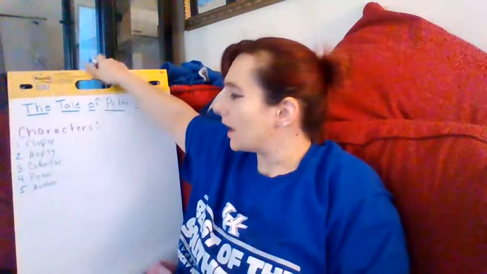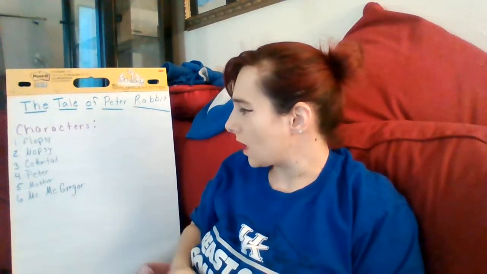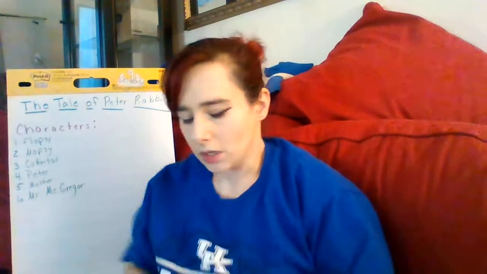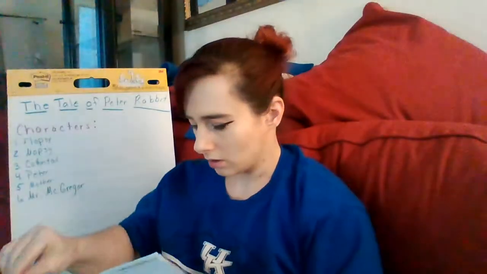Let's write him down on our character chart. So number six, Mr. McGregor. So now we have six characters: Flopsy, Mopsy, Cottontail, Peter, Mother, Mr. McGregor. Let's keep going. The same picture, no new characters.